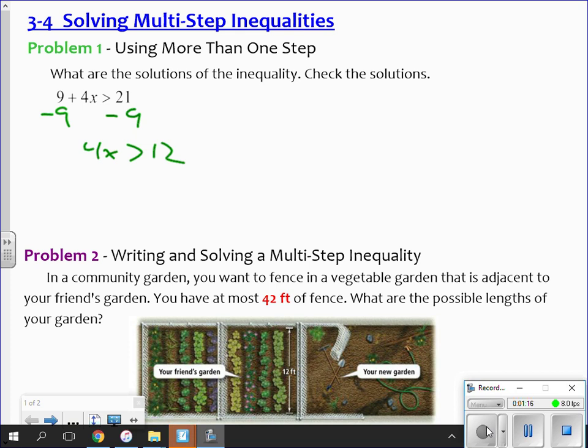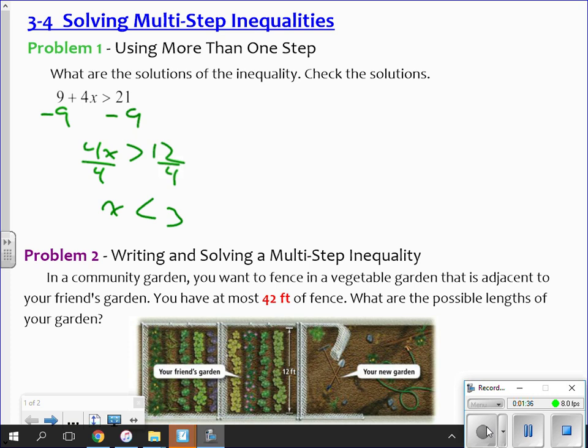Now what do I do? Divide by 4. And I get x, and I get 3. Do I flip my inequality? No, you do not. It's by a positive. It was positive 4 on both sides. I don't flip the inequality. Okay?